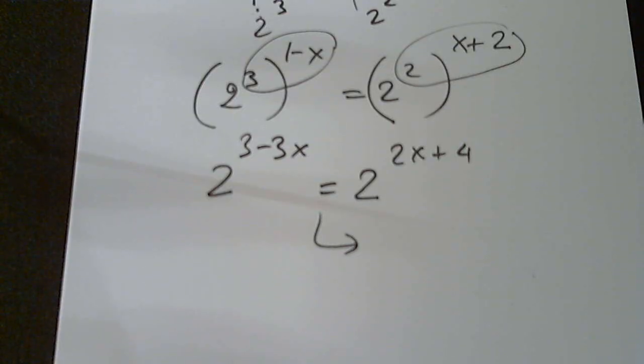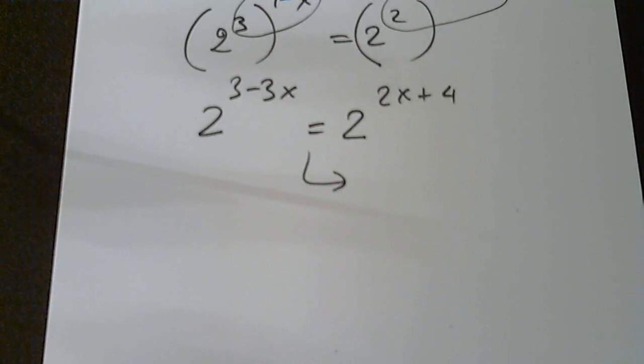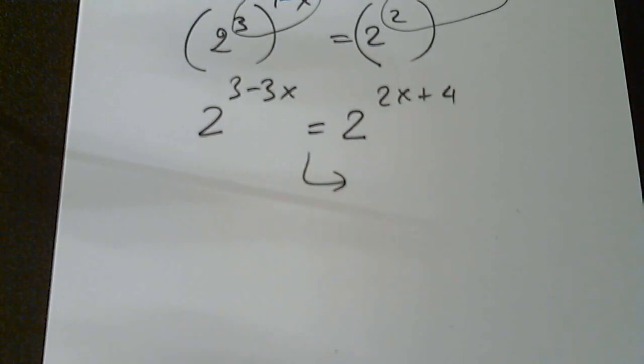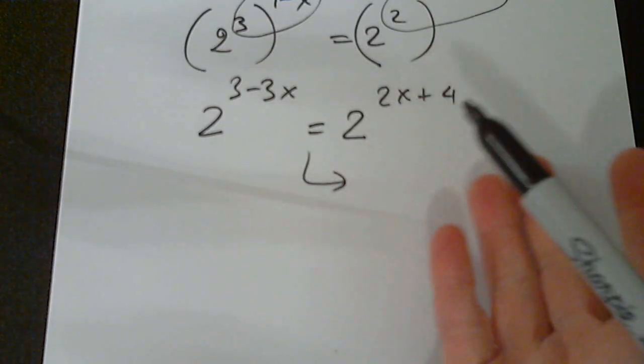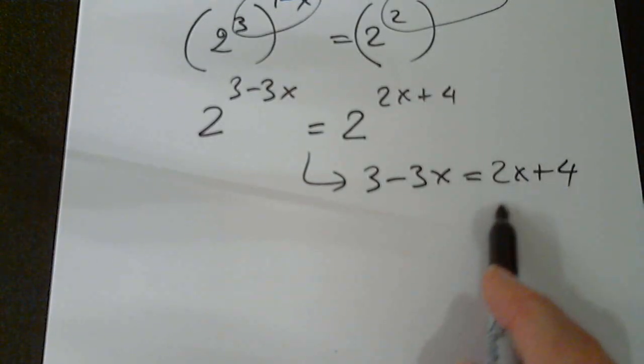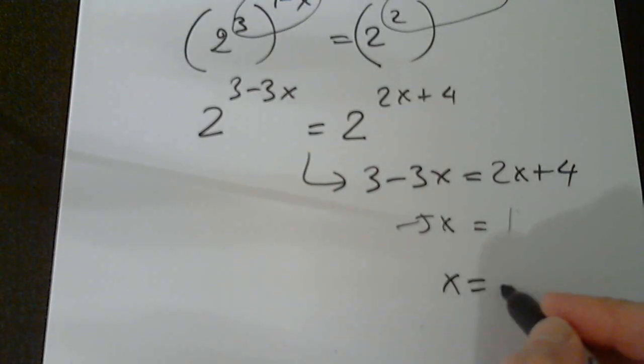What is the equation that I have to write at this point and solve? What do you think, please? Two exponential notations with the same base are equal to each other. What has to happen? Is it 3 minus 3x equals 2x plus 4? The exponents have to be the same, indeed. I move 2x to this side. I move 3 to this side. X equals negative 1/5.